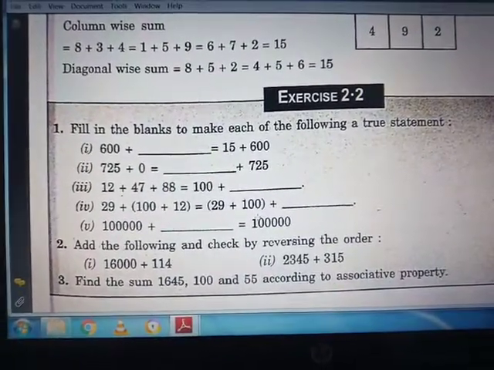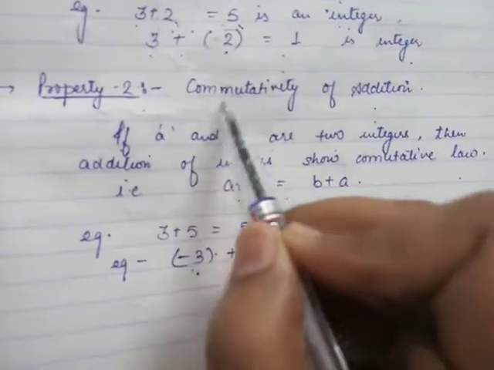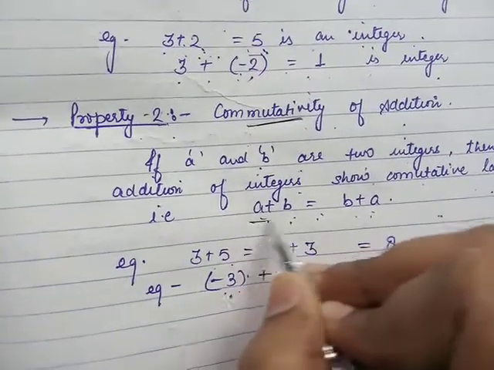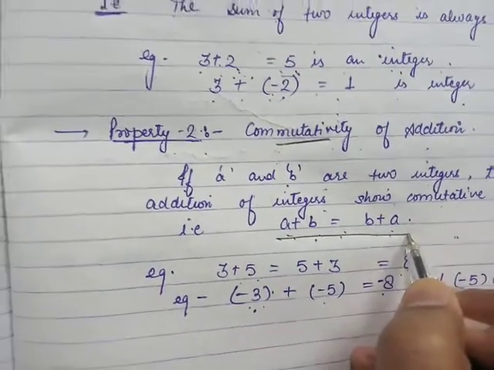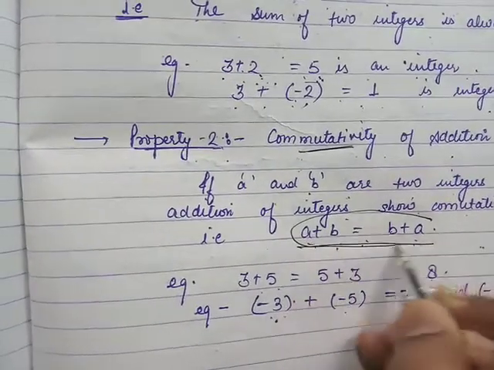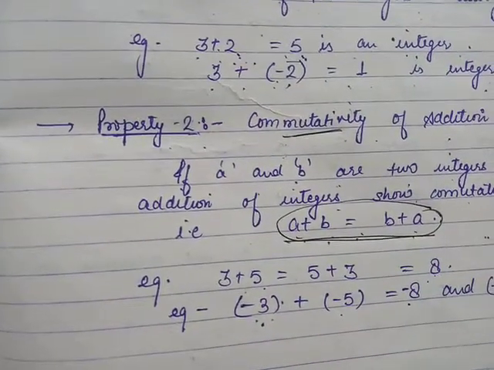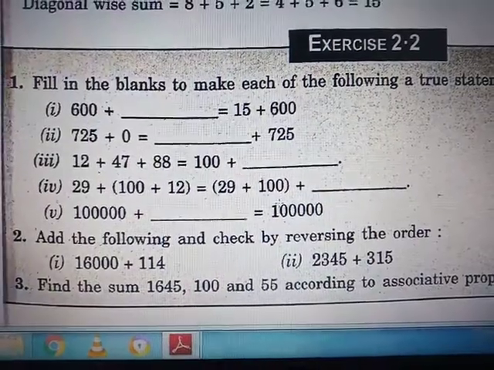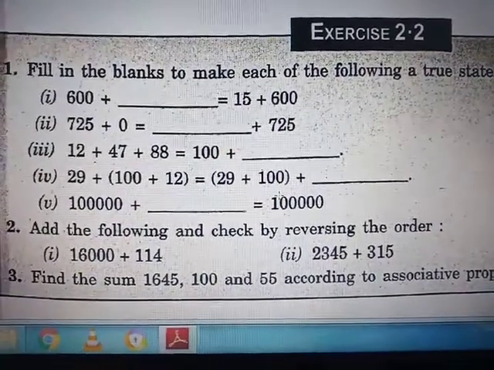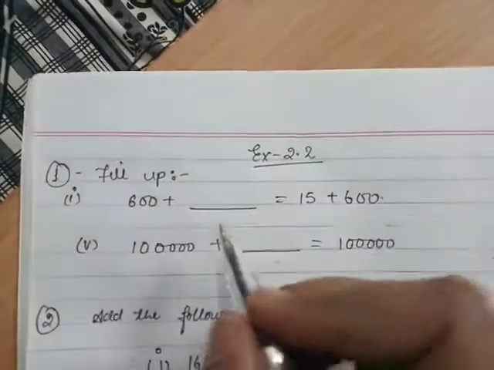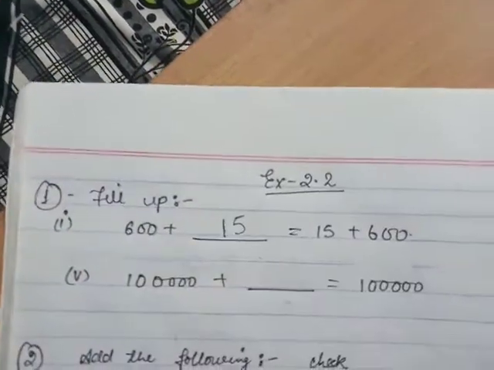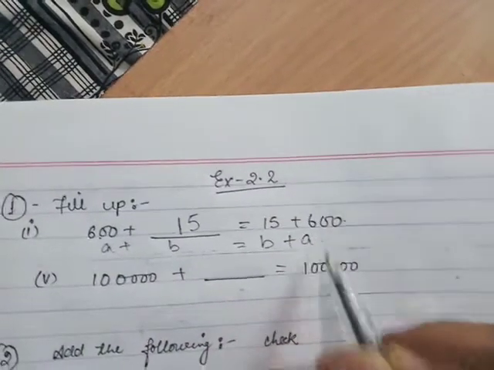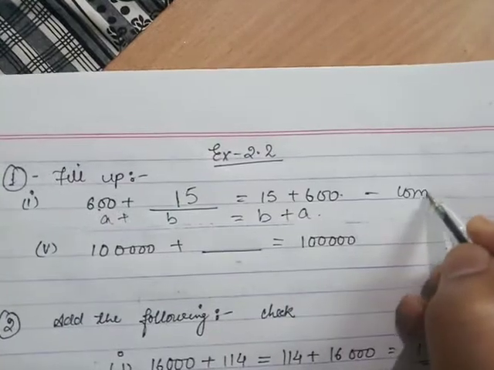So this is the property of commutativity. That means a plus b is equal to b plus a. This fill in the blank question was based on the commutativity of addition. So we should write 15 over here, and then a plus b will equal b plus a. This is commutativity.